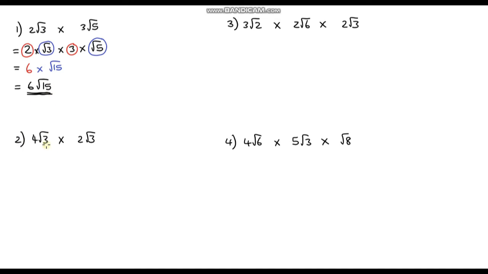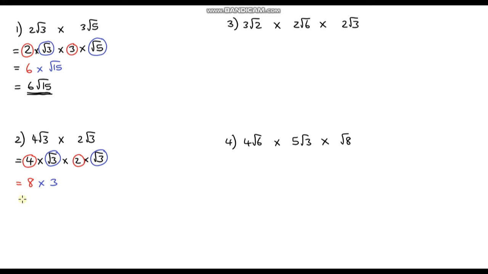Okay, question 2. We've got 4 root 3 multiplied by 2 root 3. So again, let's write them out separately. So this is going to be 4 multiplied by root 3 multiplied by 2 multiplied by root 3. And if we think about the numbers, we have 4 multiplied by 2. Well, 4 times 2 is 8. So that gives us 8. And now if we look at the surds, we've got root 3 times root 3. Well, that is just going to be 3.